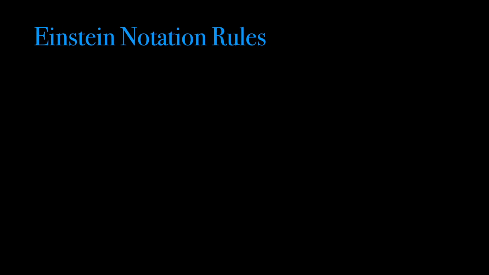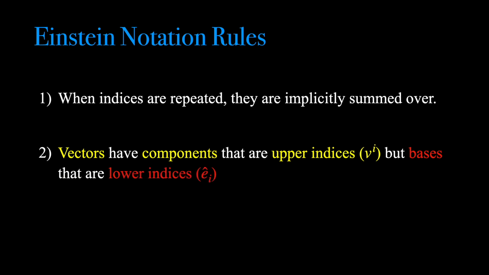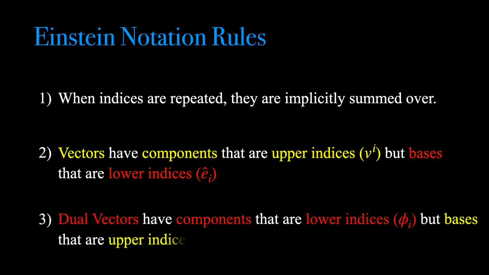In order to be able to use Einstein notation efficiently for vectors and dual vectors, there are 3 rules that you must memorize. The first rule is every time indices are repeated, they are implicitly summed over. The second rule states that we will use upper indices for the components of vectors and lower indices for basis vectors. And the final rule is the mirror image of the second. Dual vectors will have components that are lower indices, but bases that are upper indices.